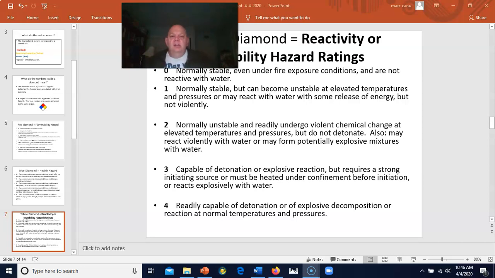Also, may react violently with water or may form potentially explosive mixtures with water. Oh, goodness gracious. Level 3, capable of detonation or explosive reaction, but requires a strong initiating source, or must be heated under confinement before initiation, or reacts explosively with water. Oh boy. Yeah, exactly. Okay.